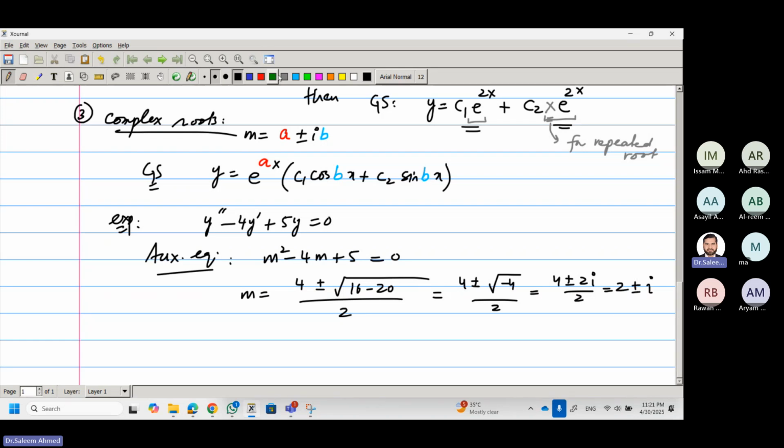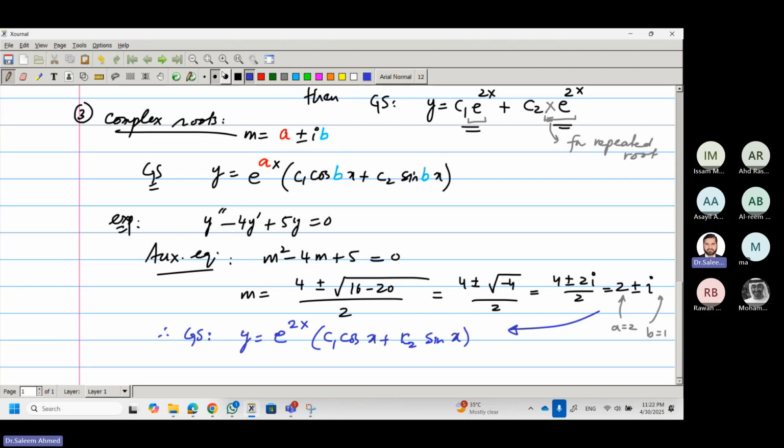So now your a is 2 and b is 1. It's not written, so b is 1. So you can write the general solution: y equals e to the power ax, c1 cos bx plus c2 sine bx. B is 1, that's why I'm not writing 1 before x. That's how you can write the general solution if you have complex roots.